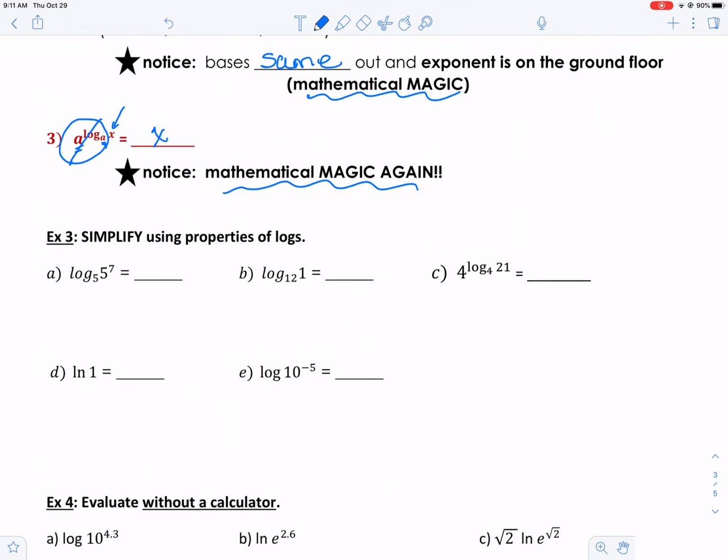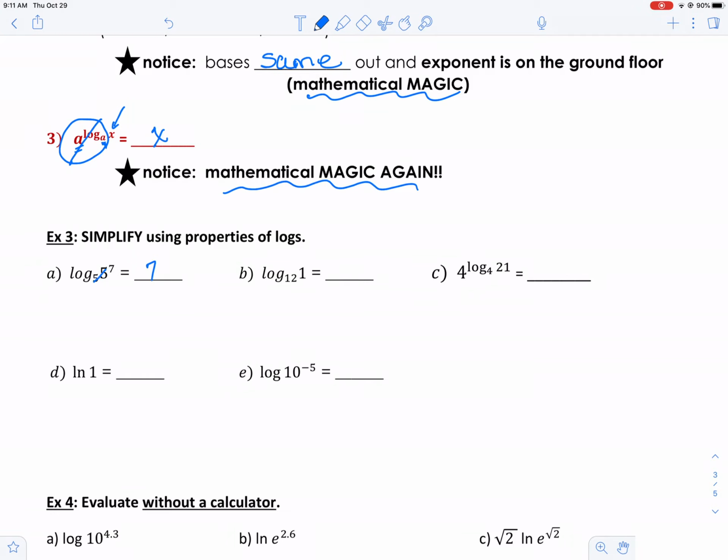So now we're going to simplify these logs, and we don't need a calculator at all to do these because, see, my bases right here are the same, the base of the log and the base of the exponent. So since those are the same, these guys are going to cancel out, and I'm just going to have my 7 left over. So those are gone, and I just have a 7.